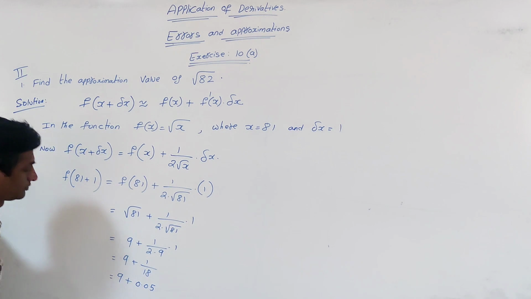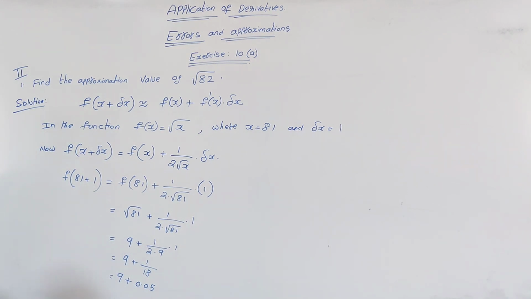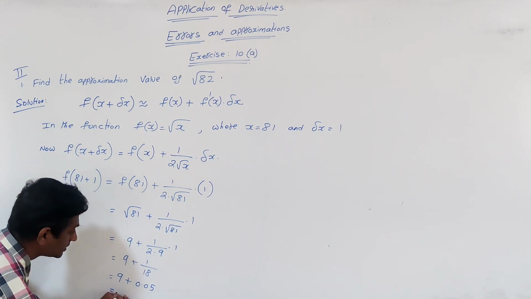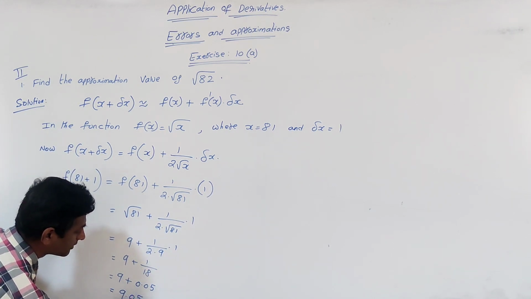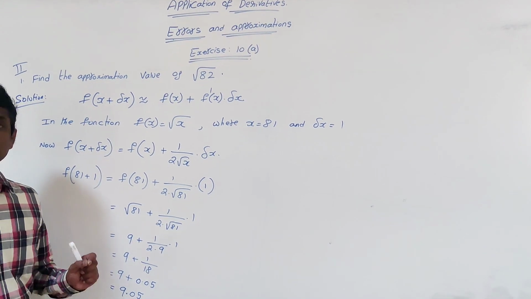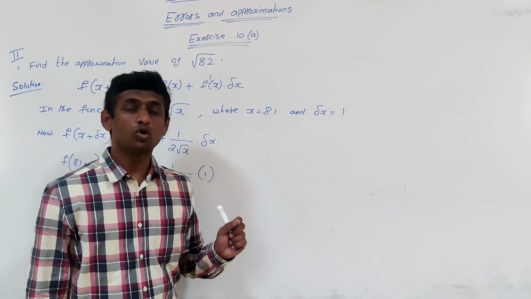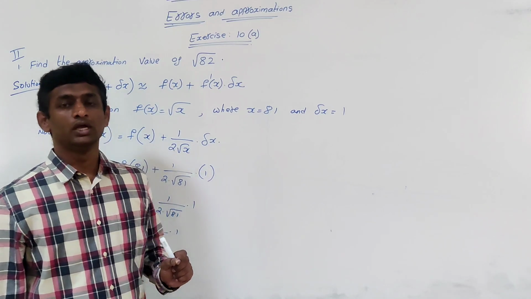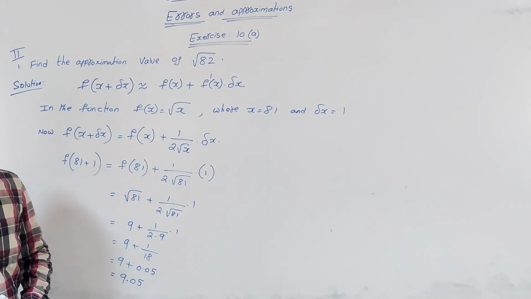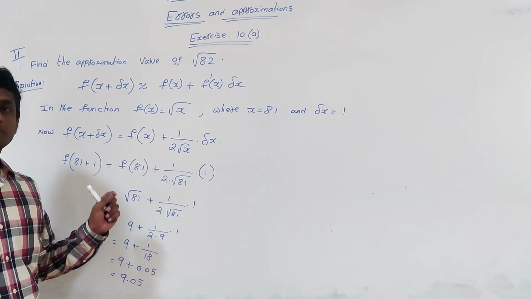That is 9 plus 1 by 18, which gives 0.05. So 9 plus 0.05 gives 9.05. Means the approximate value of root 82 is approximately 9.05. We'll see a similar type of question.